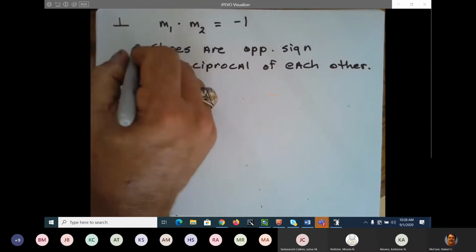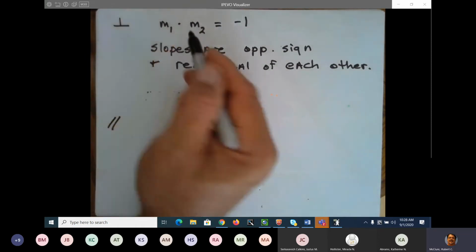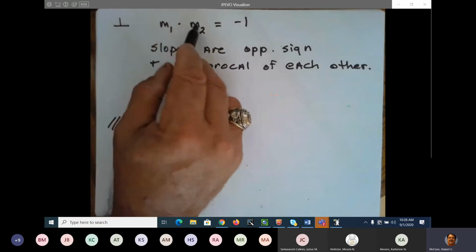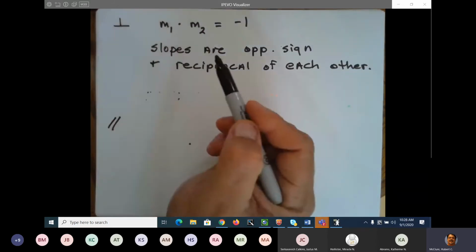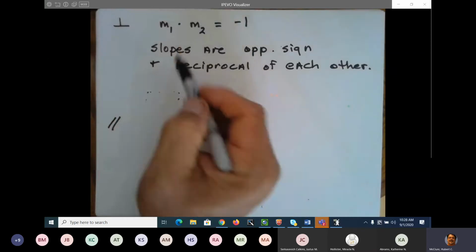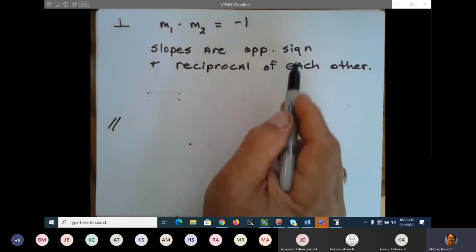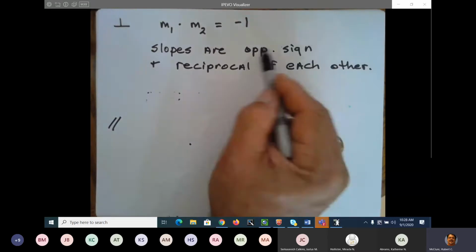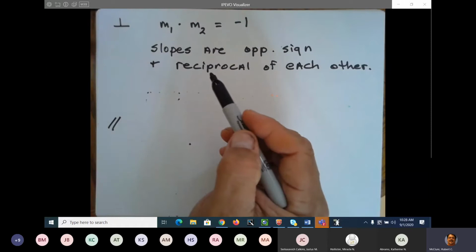So if this is 1, this is -1. If this is 2, this is -1/2. If this is -3, this is +1/3. So in order for 2 to be perpendicular, they have to be the opposite reciprocal of each other. The opposite sign and the reciprocal of the first slope.